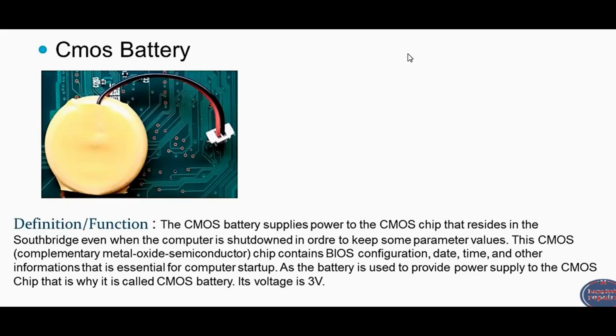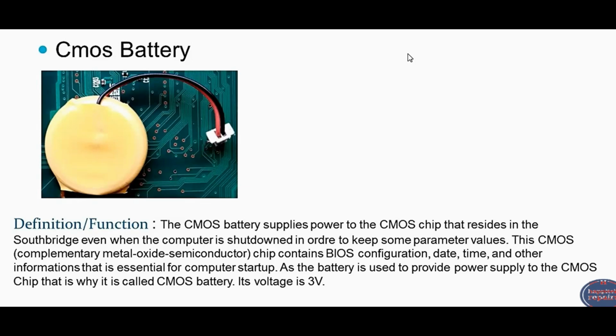The next component is the CMOS battery. This is a very common component that you can find in every motherboard, including computer motherboards, laptop motherboards, tablet motherboards and even smartphone motherboards. As a definition, the CMOS battery supplies power to the CMOS chip that resides in the south bridge or ICH, even when the computer is shut down, in order to keep some parameter values safe.